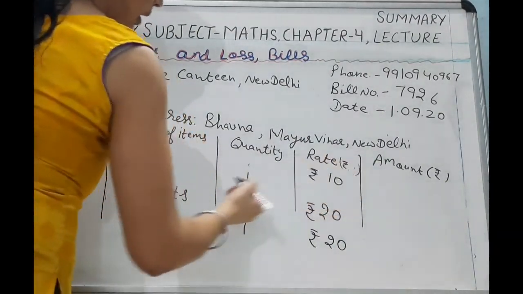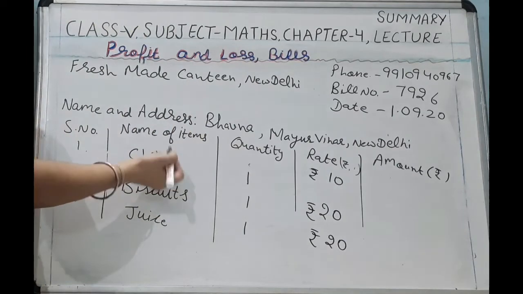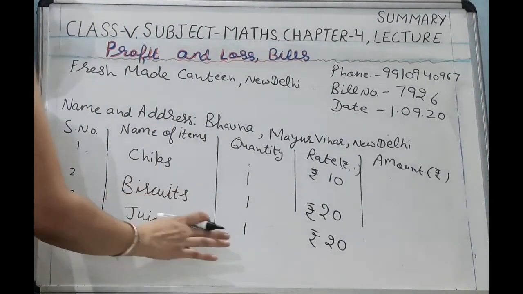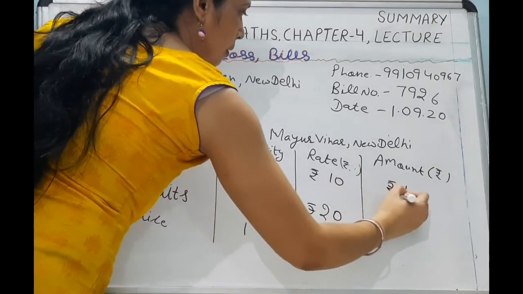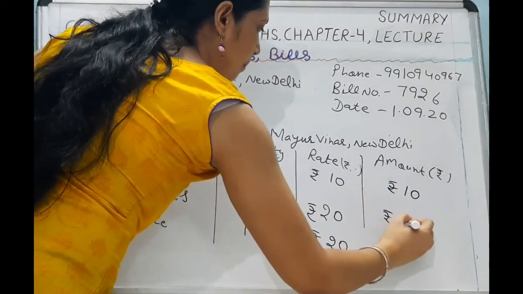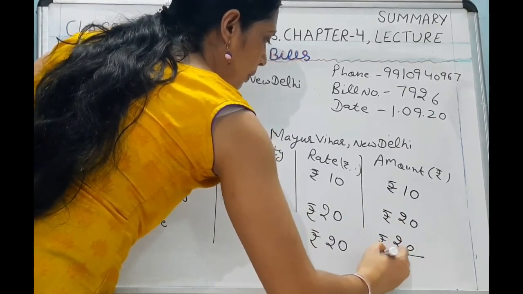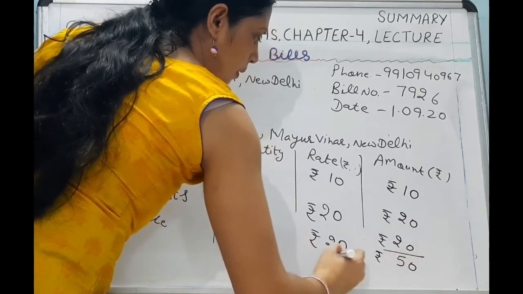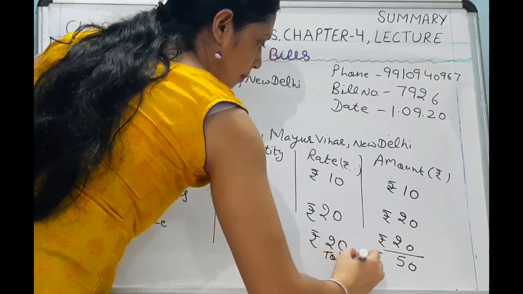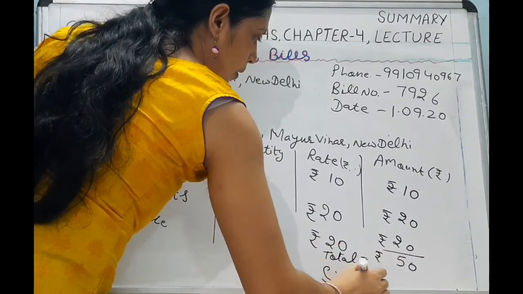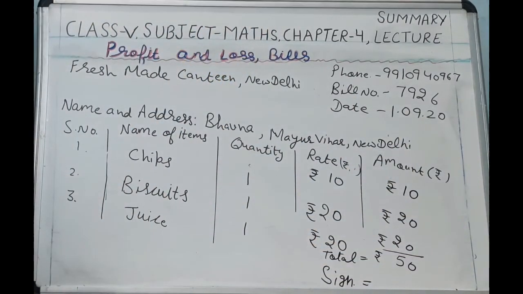ये items जो है one quantity. एक packet of chip, one packet of biscuit, and one packet of juice. So rupees 10, rupees 20, and rupees 20. Total will be rupees 50. Write here total. And then signature of the shopkeeper. Here owner of the canteen with 2 signatures. Okay. In this way you can prepare the bill.